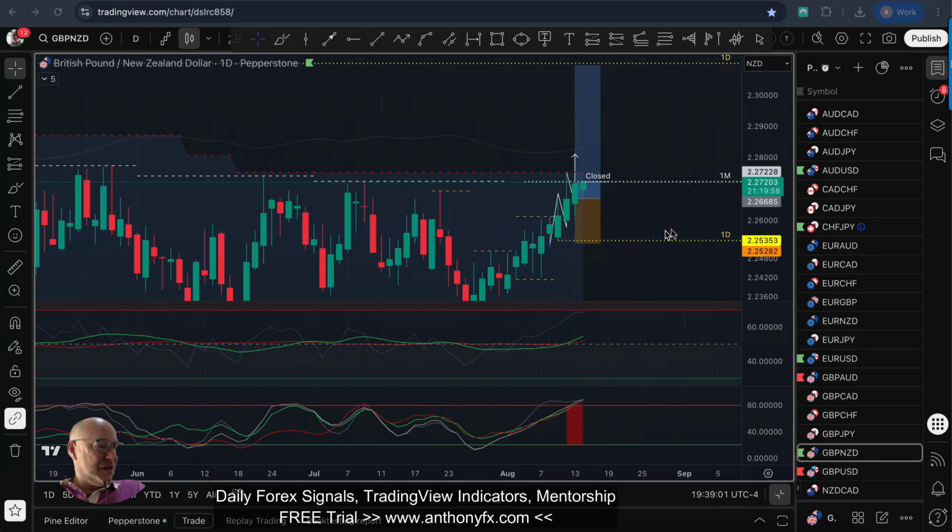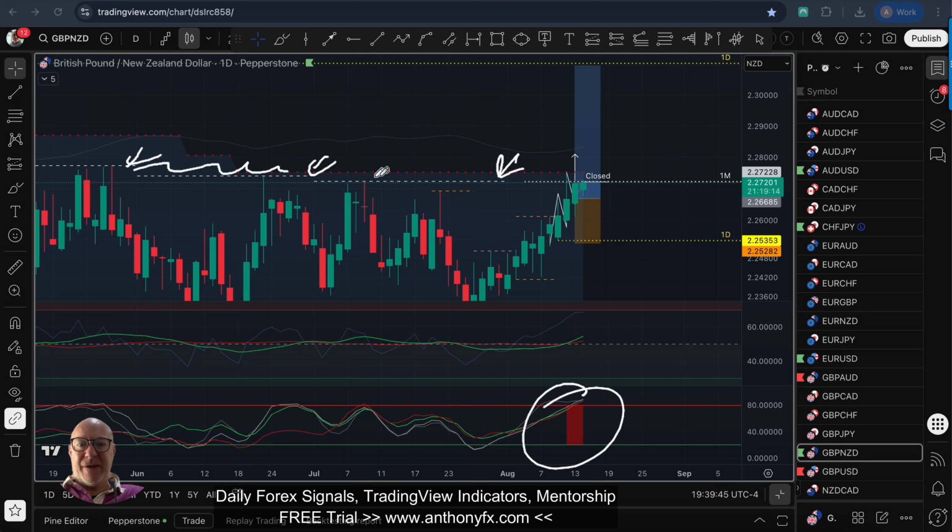Okay, I have just closed this one based on this alert here, and I know that this could trade higher. It's just that it's having a tough time getting through. This is a previous monthly, a previous monthly, a previous monthly. Last 3 months, it's failed to crack this level.